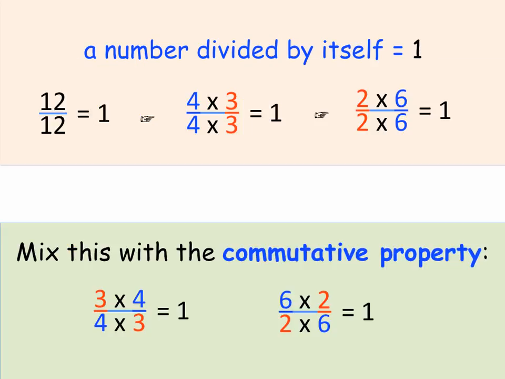So, a number divided by itself is 1. And you mix this with the commutative property down at the bottom left, 3 times 4 divided by 4 times 3. It's really the same number, 12 divided by 12.